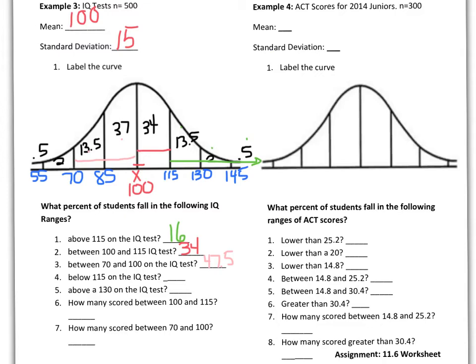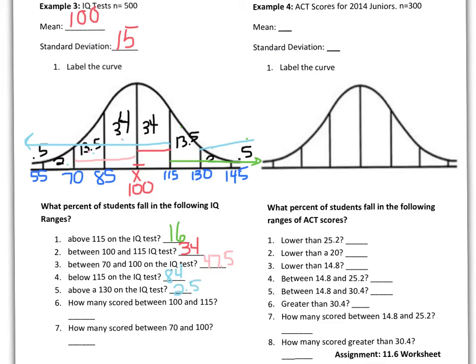Next we want below 115, so we need to add up everything from here all the way back. From here back. So the 0.5, the 2, the 13.5, the 34, 34 and 34. We will get 84 for that. Above a 130, that'll be the 2 and the 0.5, so 2.5.